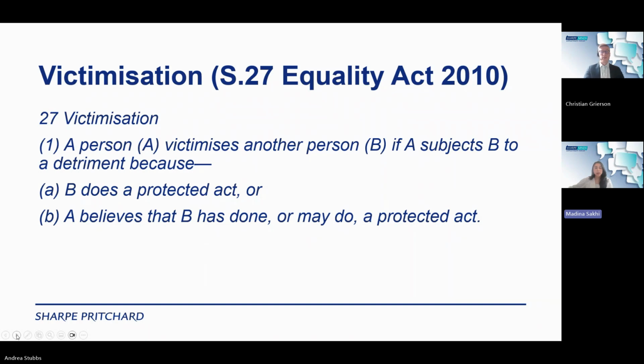So it's important to note that it does not have to be a formal complaint or even an informal complaint, or supporting someone else can also trigger this protection. So the key element we're looking for here is that the individual did or was believed to have done a protected act, and as a result, they were treated unfairly or suffered a detriment. So this protection applies to all protected characteristics under the Act, and it plays a critical role in making sure that individuals can assert rights without fear of retaliation. Next slide, please.